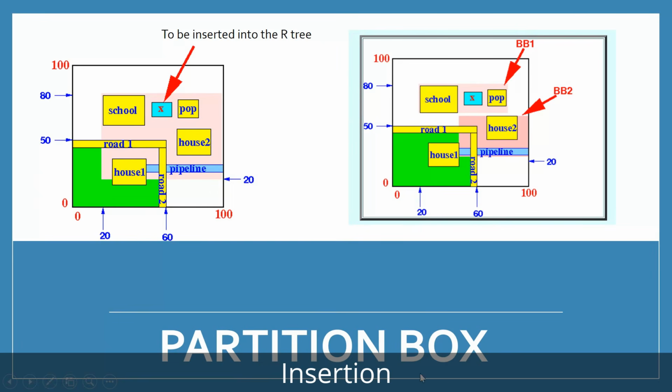Third is when we need to partition the box. Here X needs to be inserted. As you can see, this particular MBR can be split into two MBRs, BB1 and BB2, and X can be incorporated into this MBR.